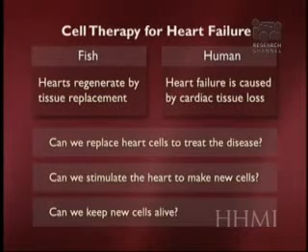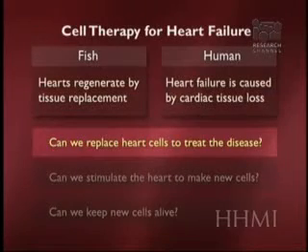So what are the possible ways that we could address this problem? Well, we could study the fish, and that's exactly what people are doing. What makes it so possible for a fish to be able to do this? But we can't wait as human beings to understand exactly what's happening in the fish. We'd like to be able to start treating the patients who are in the clinics right now. Can we replace heart cells to treat the disease? Well, this idea actually has its origins in some very intriguing observations early on in heart transplant medical practice.